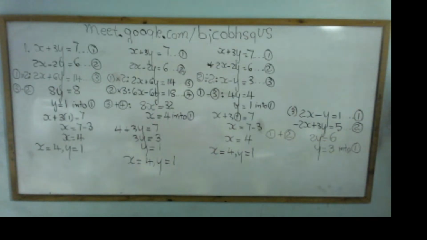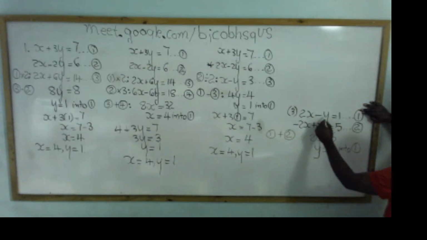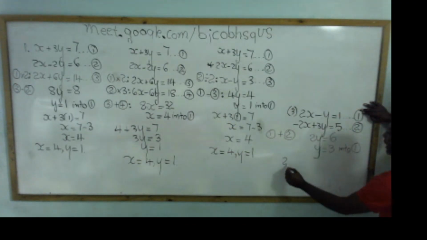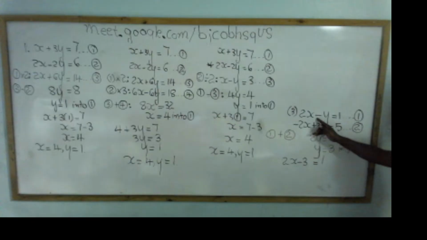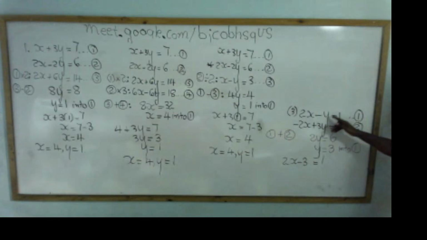Y is equal to 3, and I'm going to put that into equation 1. Where we see y, we put 3. So 2x minus y is equal to 1. Y is 3, so 2x minus 3 is equal to 1.